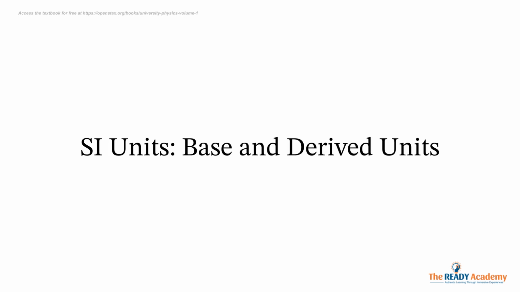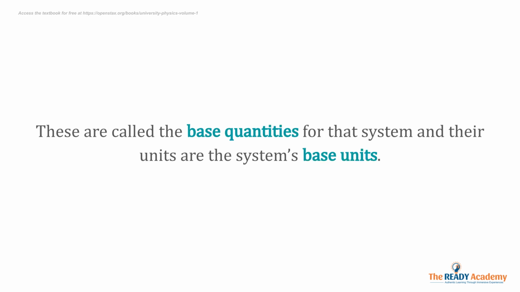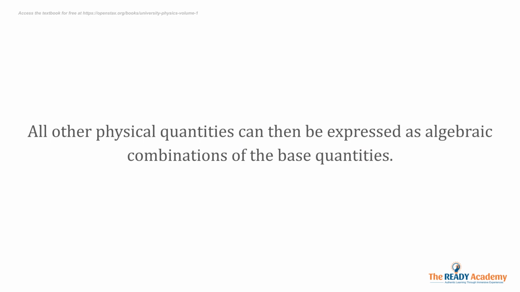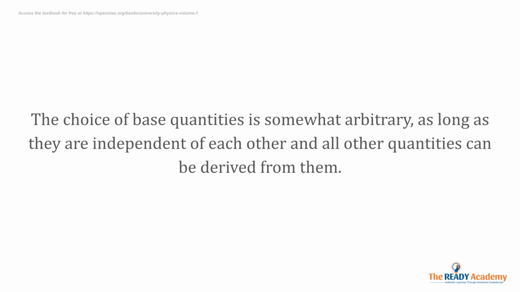SI units, base and derived units. In any system of units, the units for some physical quantities must be defined through a measurement process. These are called the base quantities for that system, and their units are the system's base units. All other physical quantities can then be expressed as algebraic combinations of the base quantities. Each of these physical quantities is then known as a derived quantity, and each unit is called a derived unit. The choice of base quantities is somewhat arbitrary, as long as they are independent of each other, and all other quantities can be derived from them.